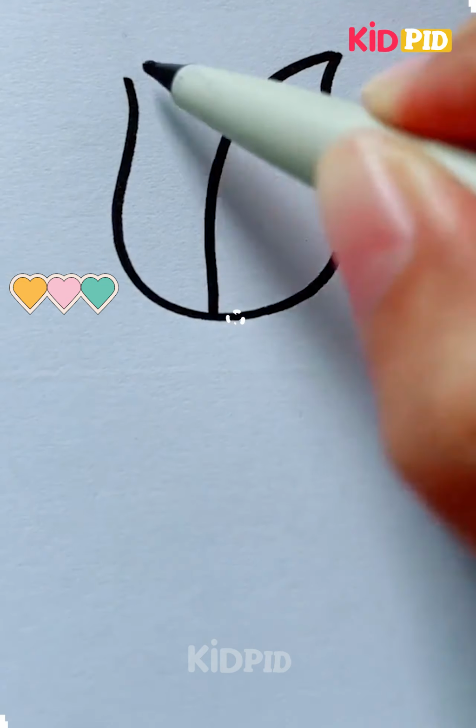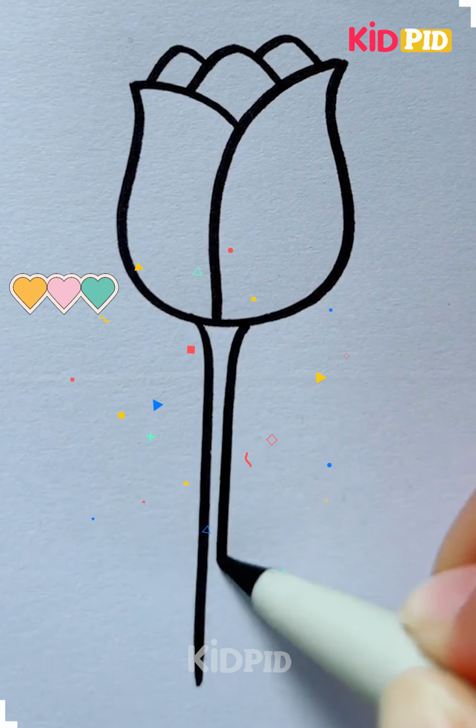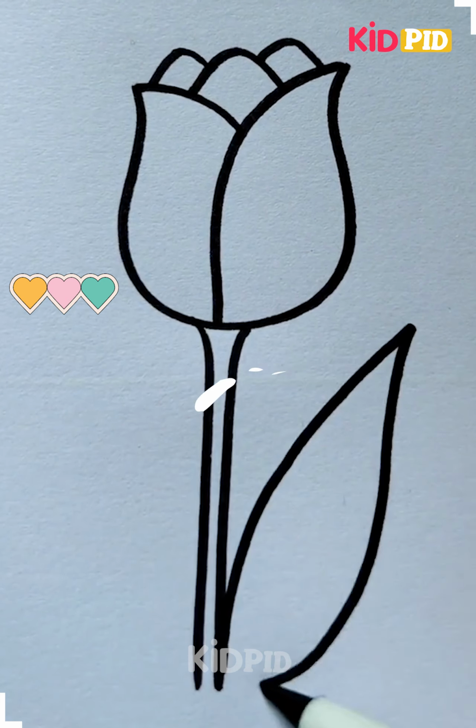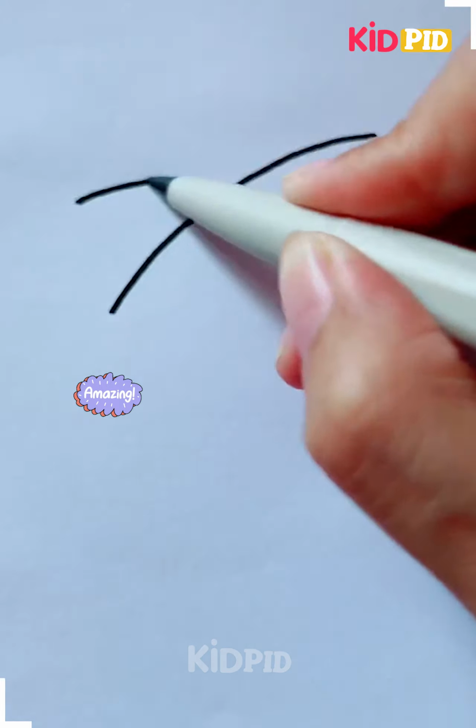Today we are going to show you how we can create different types of flowers by following a few lines. First we are going to make this tulip. This is the simplest and the easiest of all. Let's move further towards our another activity.